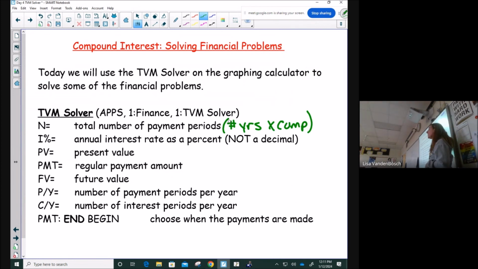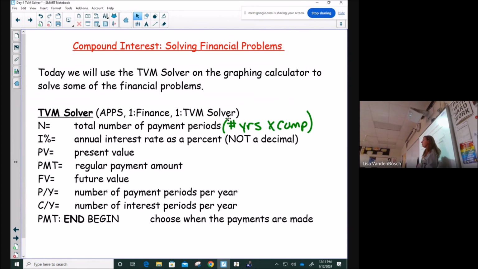Your I, though, is different from your formula. Before in the formula, we had to take our interest rate, put it as a decimal, and then divide it by how it's compounded. Now we just write it as a percent. We don't even have to change it into a decimal. So if it's 5%, we literally put in 5. If it's 8%, we literally put in 8. If it's 5.5%, we literally put in 5.5. So the I, it does all the work for us.